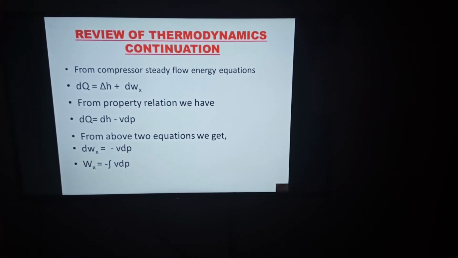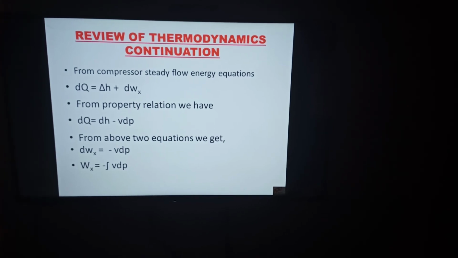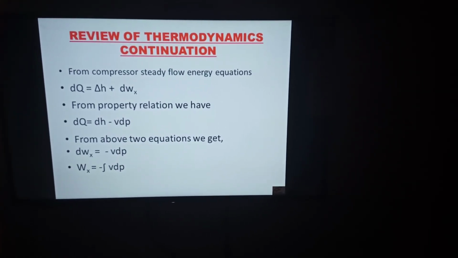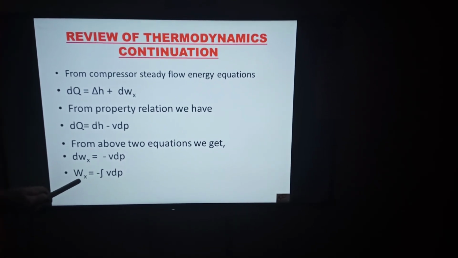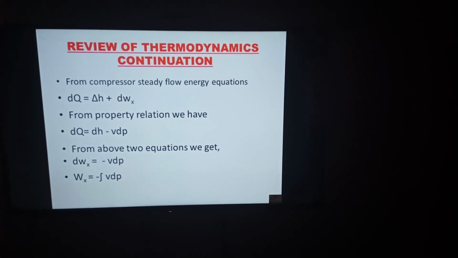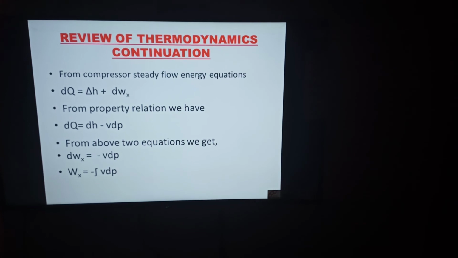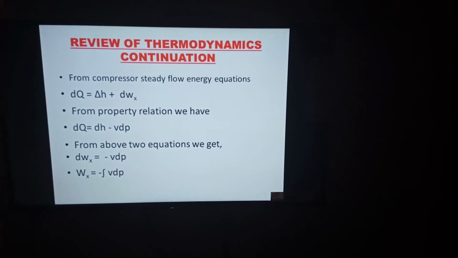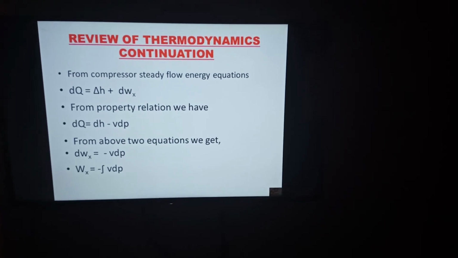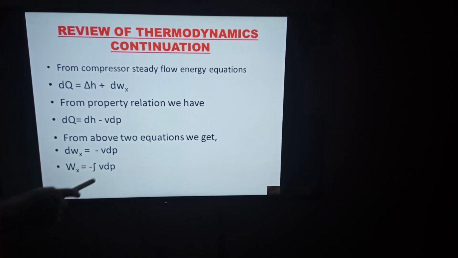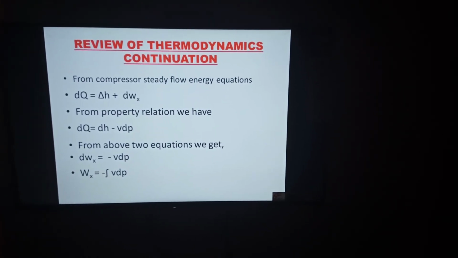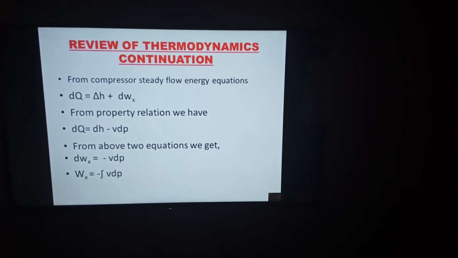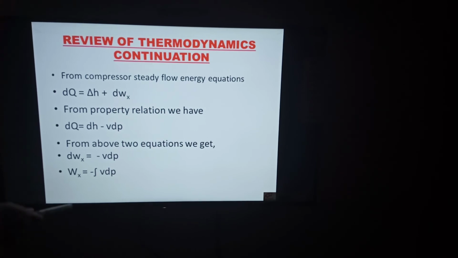The minus sign indicates that it is a power absorbing system, because we all know that when we apply work on a system, the work done is taken as negative. So the minus sign indicates that the compressor is a power absorbing device. So the formula for calculating the work is Wx is equal to minus integral VdP. In the upcoming videos, we will be discussing how to get the equation for polytropic compression from this equation.